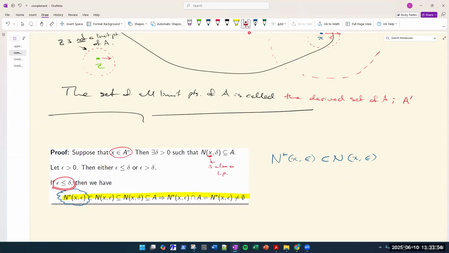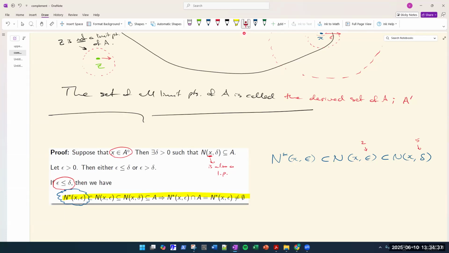And what do I know? I know that epsilon is less than delta. So if epsilon is less than delta, then the neighborhood centered at X of radius epsilon is contained in the neighborhood centered at X of radius delta, right? So think circles. What if this one has a radius of, let's say 2, and this one has a radius of, let's say 5? Then obviously the circle of center X of radius 2 is contained in the circle of center X radius 5.